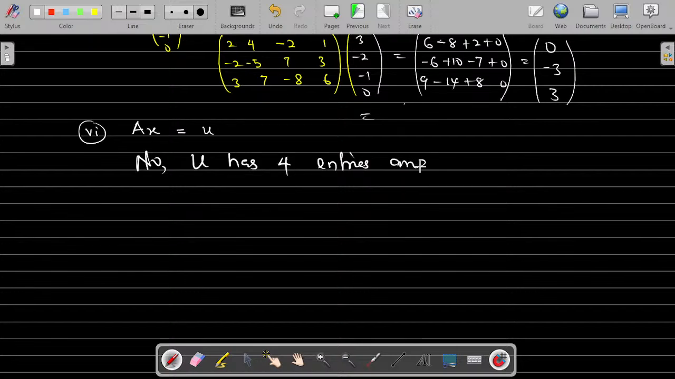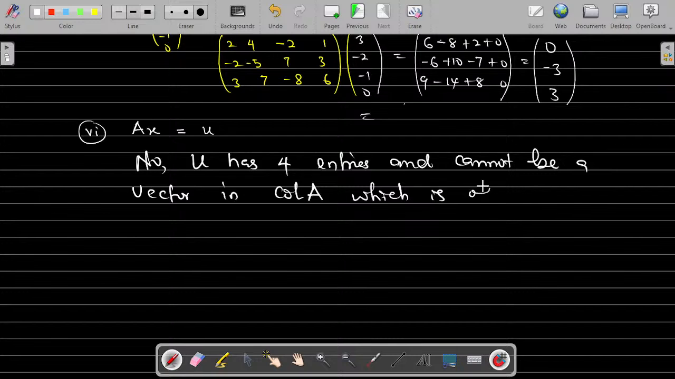So you can just say that no, U has 4 entries and cannot be a vector in the column space of A, which is of R3. That's 3 dimensions. Okay, so that's enough to answer that question.